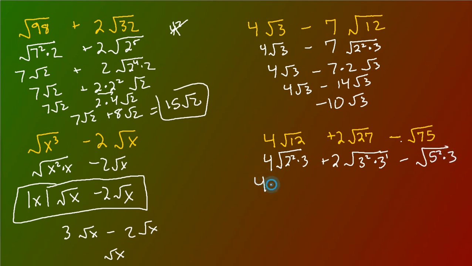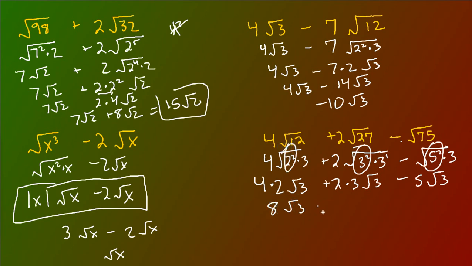So I do my square roots, whichever ones that I can. See, I did that square root, that square root, and that square root. So I have 8 root 3 plus 6 root 3 minus 5 root 3. That's a terrible 3 right there. All right, so 6 plus 8 is 14, minus 5 is 9, so I have 9 root 3.